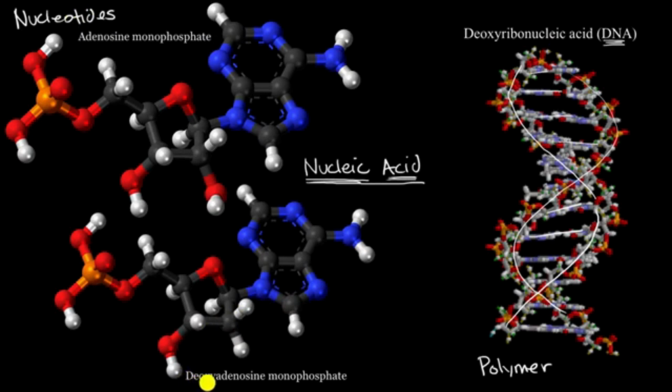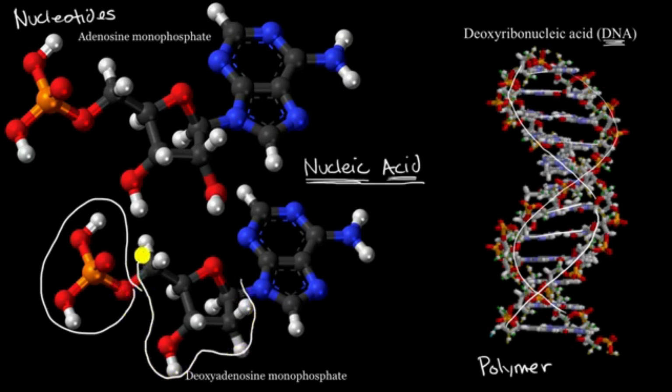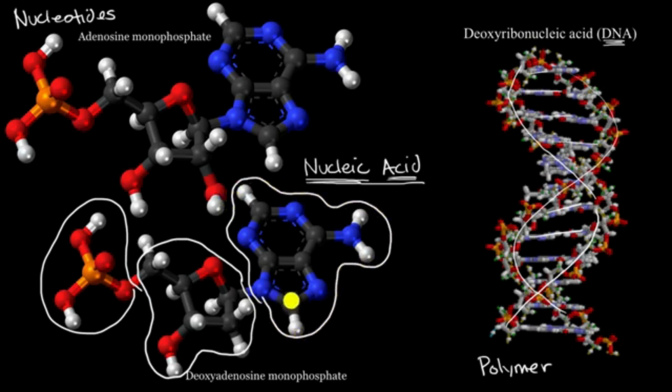This is deoxyadenosine monophosphate, which would be a nucleotide found in DNA. You can see the various parts of it. You have a phosphate group right over here. You have a 5-carbon sugar, which in this case is ribose. And then you have what is known as a nitrogenous base. And why is it called nitrogenous? Well, those blue circles represent nitrogen. And we've seen this before. The grays are carbons, and the reds are oxygens, and the whites are hydrogens.